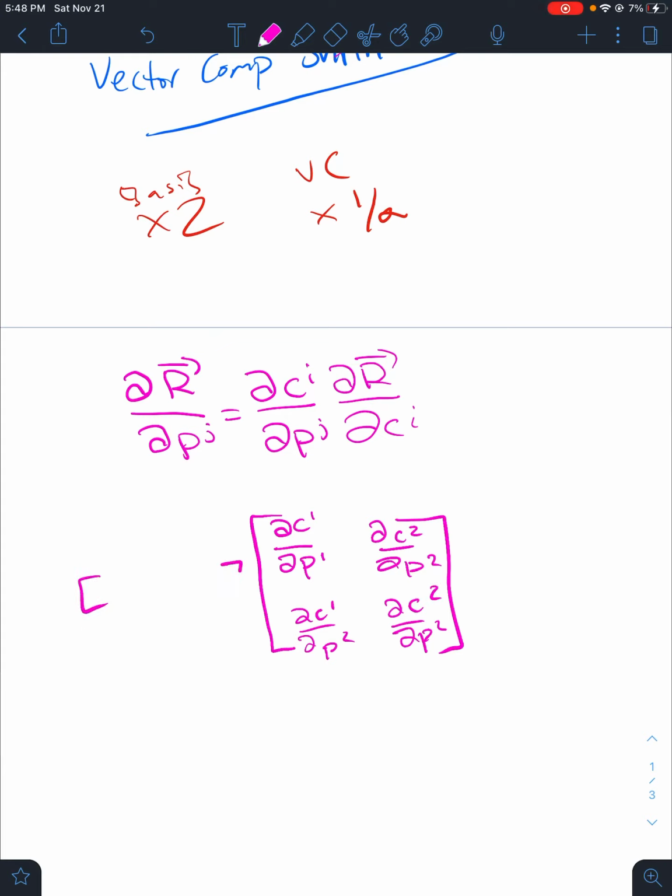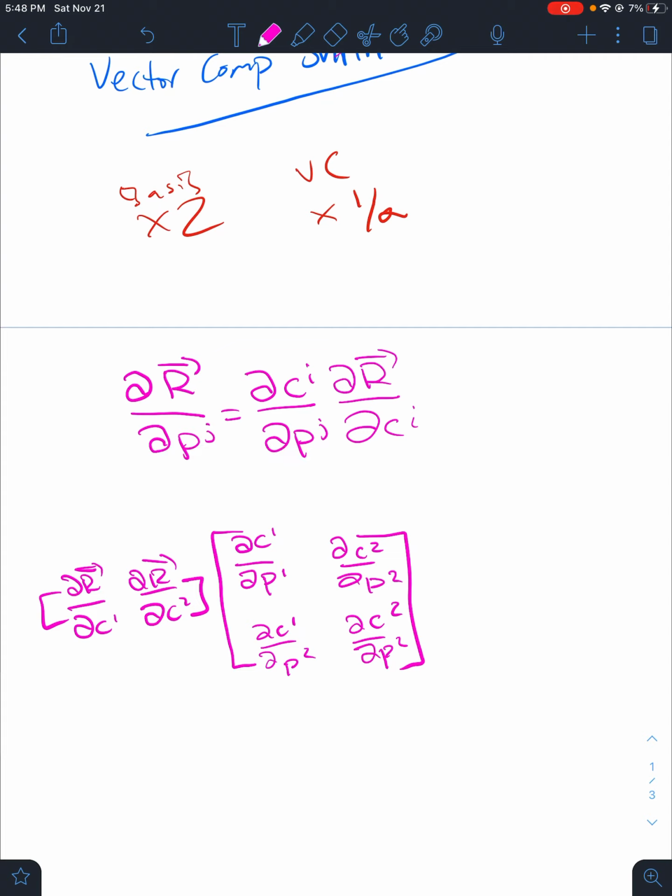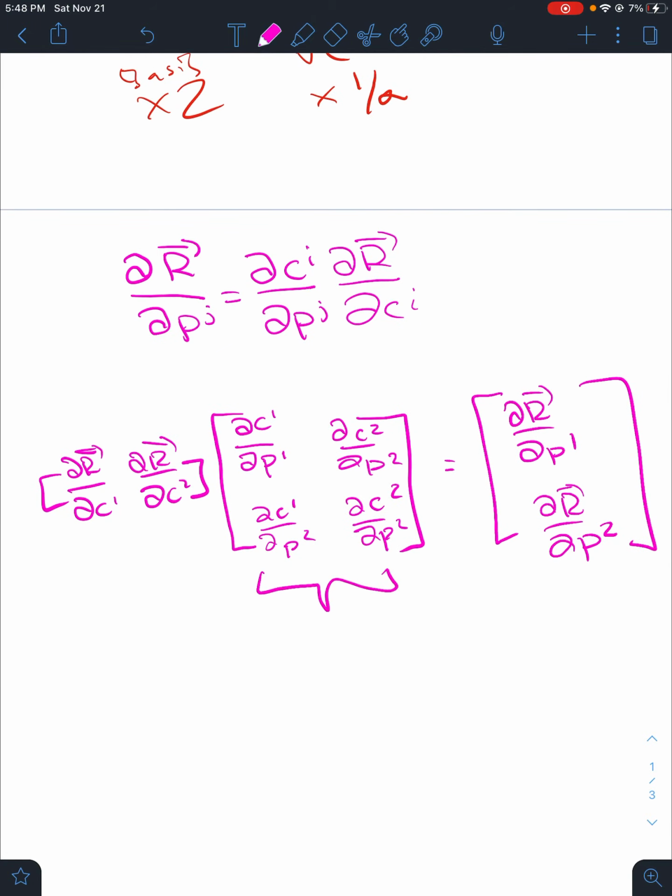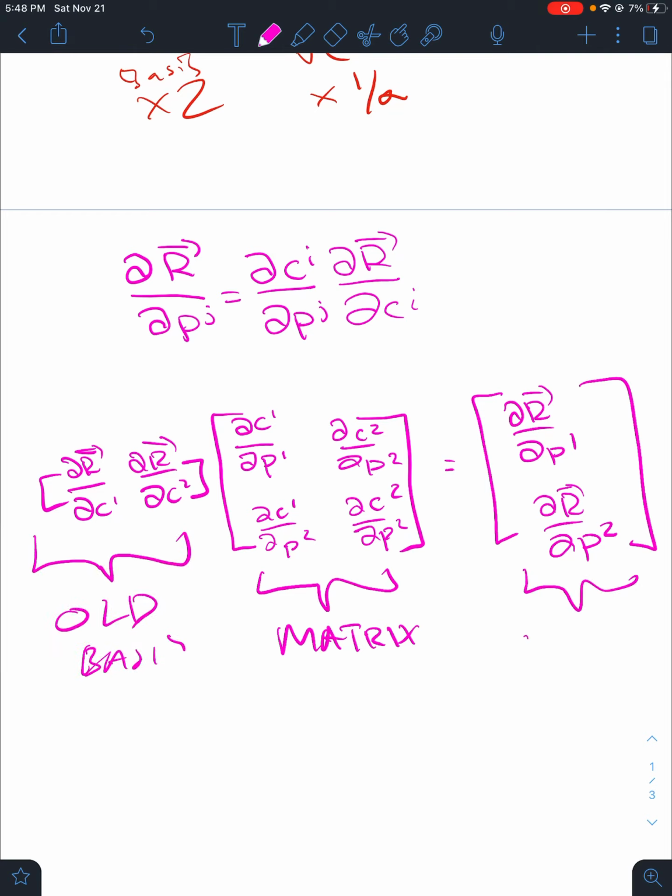And here we have partial R over partial C1 and partial R over partial C2. And when you multiply it by this matrix, you get partial R over partial P1 and partial R over P2. You have this Jacobian matrix, and you multiply it by your old basis to get your new basis. We already know this. This is just review.